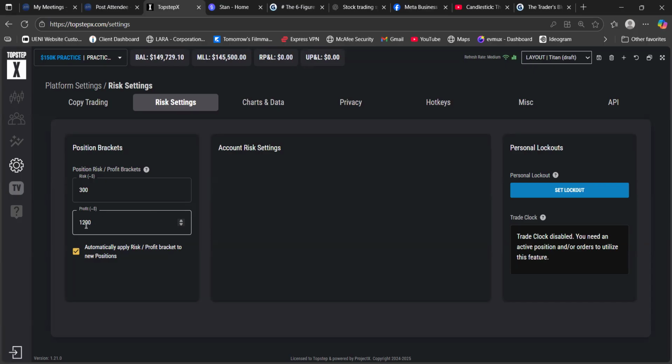Right here is my profit. I got my profit for $1,200, right? Which makes this mathematically a 4-to-1 move. And once I hit profit, if I have a $1,200 profit, which is 24 points on the ES, then I will automatically be taken out of the trade and they're going to give me my profits. So if it goes the opposite way, I lose 300. If it goes the right way, I win 1,200.